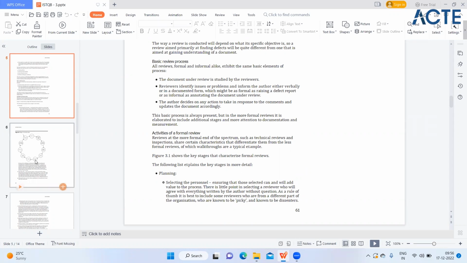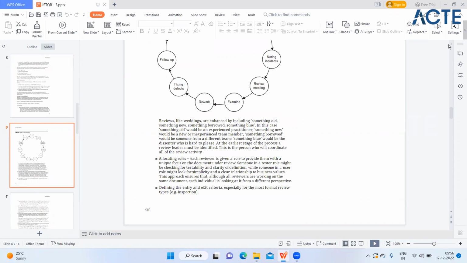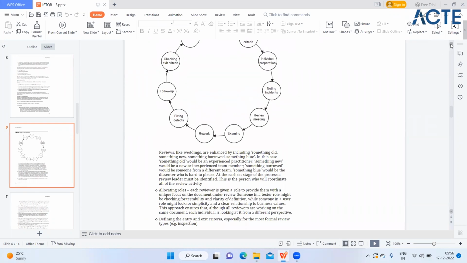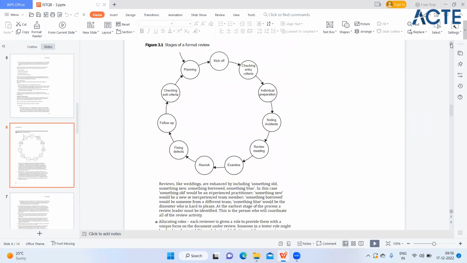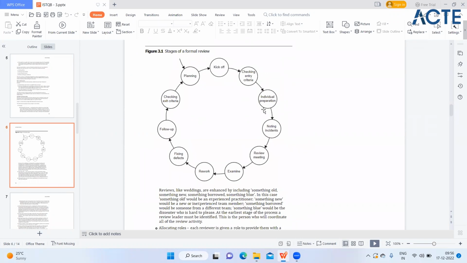This diagram is very important, so you just have to remember everything in the order. You will definitely get a question from this diagram in the ISTQB exam. You will get this type of question: these are the stages of formal review, please choose the correct option. Maybe you will get four similar options but not in the correct order, so you have to remember the names as well as the order.